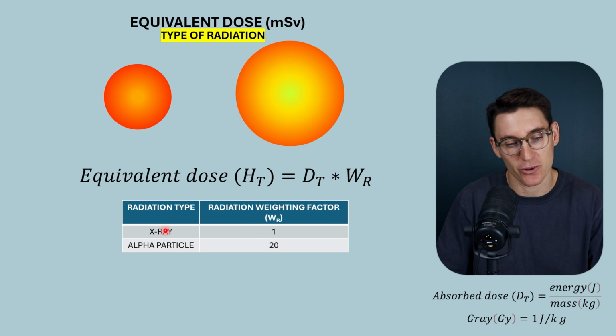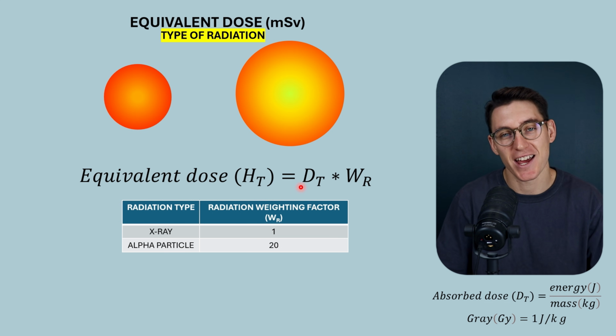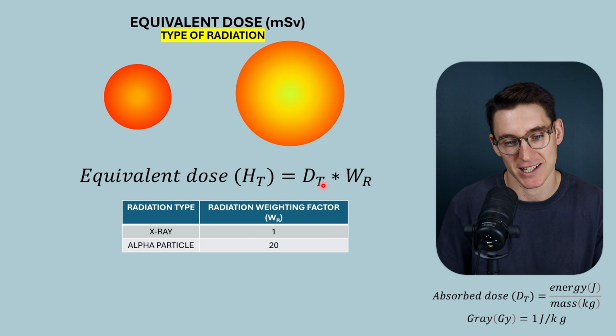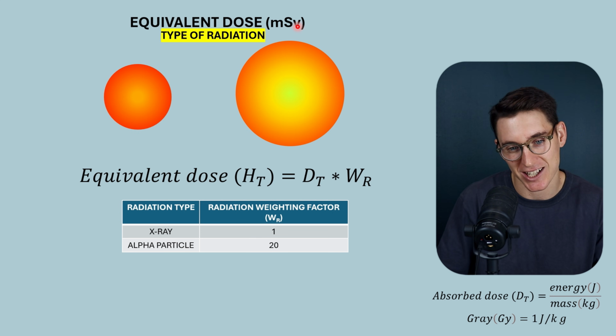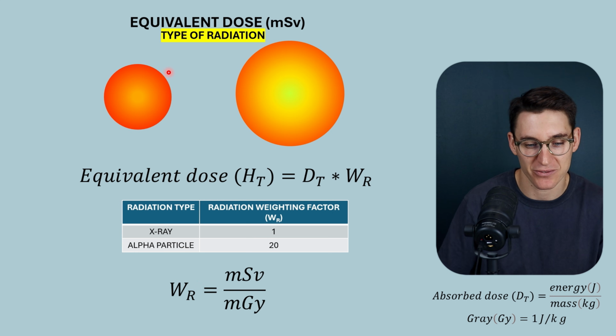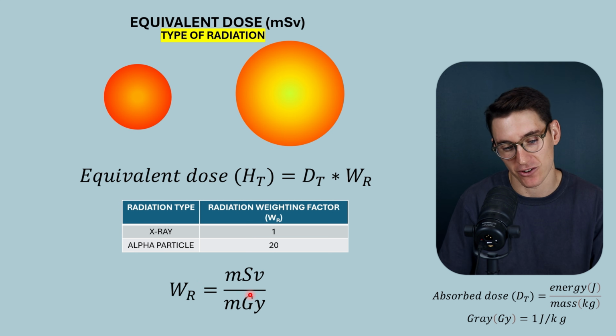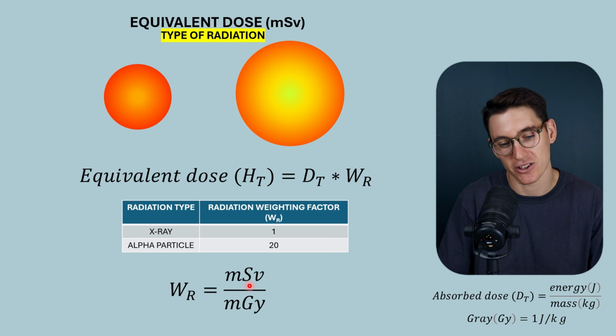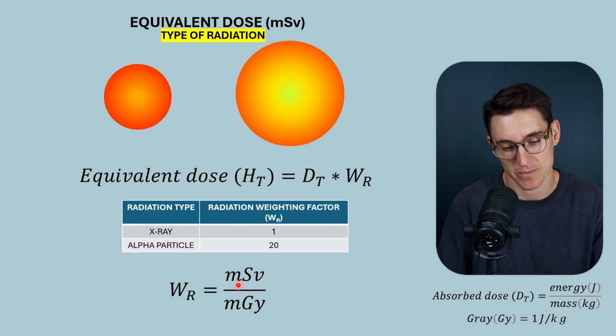Now, the weighting factor for X-rays and gamma rays is actually 1. So when we convert our absorbed dose to an equivalent dose, the numerical value is going to stay the same. The only thing that's going to change is our units here. Our weighting factor is millisieverts per milligray. So this gray is going to cancel out with our absorbed dose gray. We're going to leave ourselves with an equivalent dose that's measured in millisieverts.